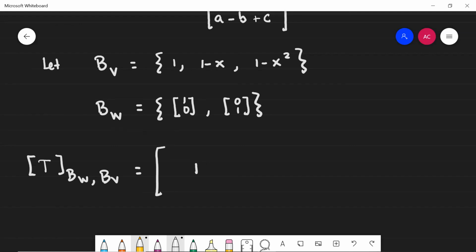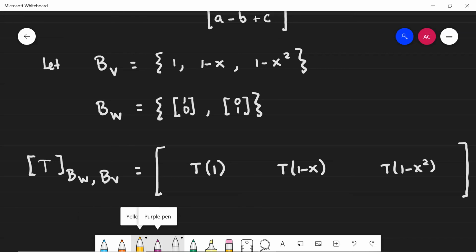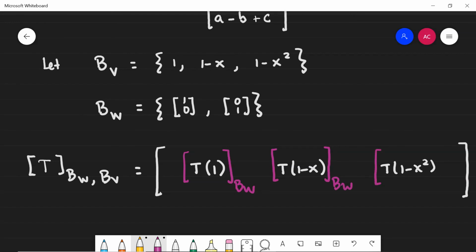What I do is I take T and apply it to all elements of the basis for V, B sub V. So I apply it to 1, I apply it to 1 minus x, and then I apply it to 1 minus x squared. Now, I have to look at these vectors with respect to whatever basis I chose for W. Luckily, I did choose the standard basis, but we always have to look with respect to whatever basis I chose. Here, I chose B sub W.